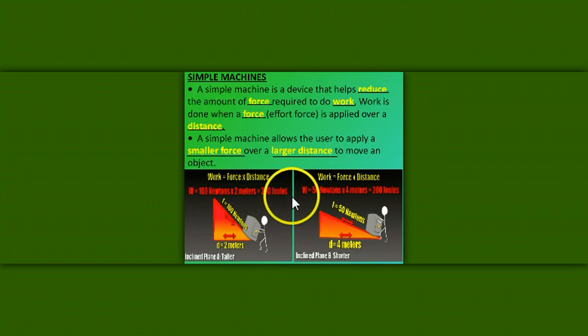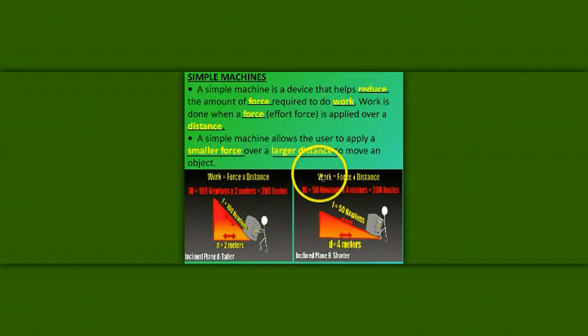What's the only thing that you noticed was different? That's right. The force is less and the distance is more. Over here, the force is more and the distance is less. So, you need to think seriously about what happens. I told you right up here, a simple machine only reduces force. So, a simple machine reduces the force required to do work.